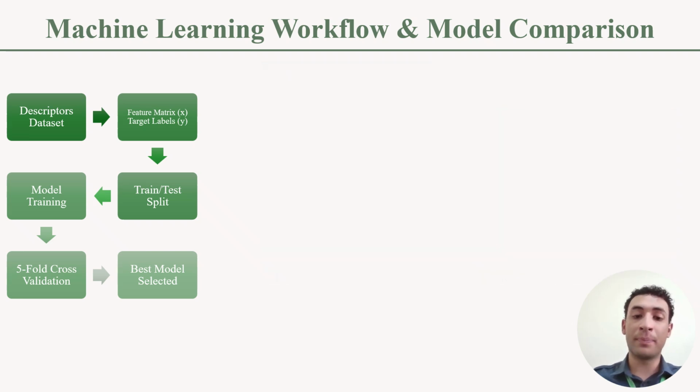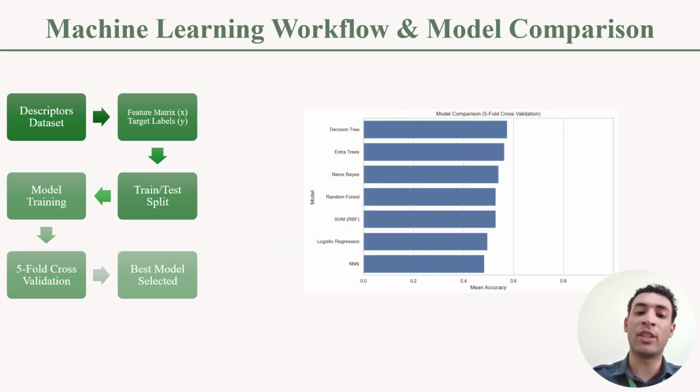This comparison shows that the decision tree model achieves the highest mean cross-validation accuracy, making it the most suitable classifier for pollutant source prediction in the dataset.